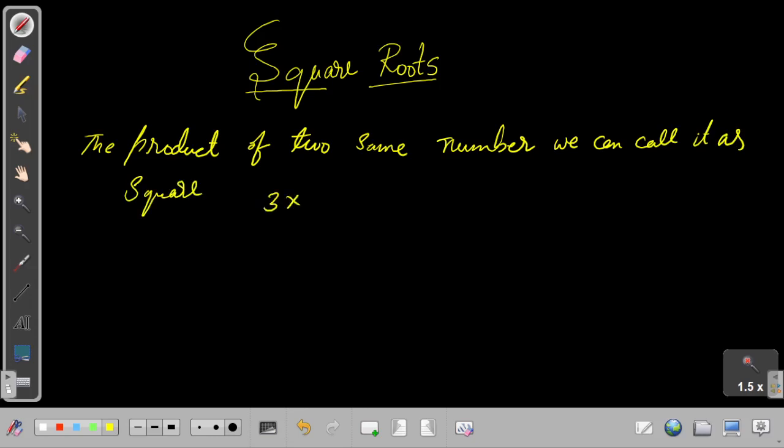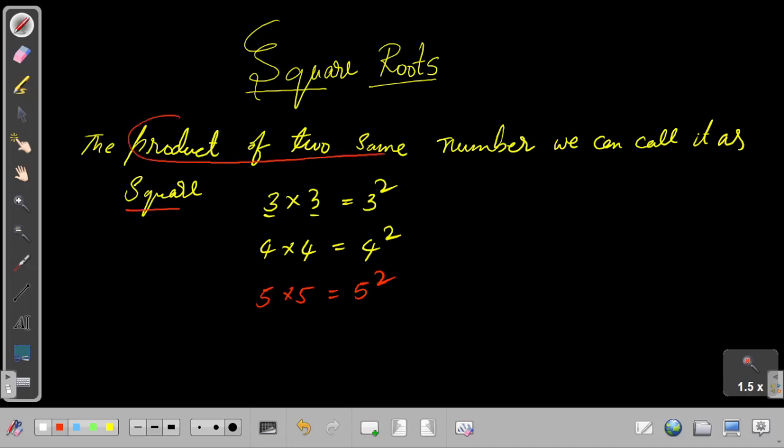See now, 3 into 3. Here both are the same numbers, the product of the same number. That becomes 3 square. 4 into 4 equals 4 square. Now 5 into 5 equals 5 square. So actually what is the square? Square means the product of two same numbers.